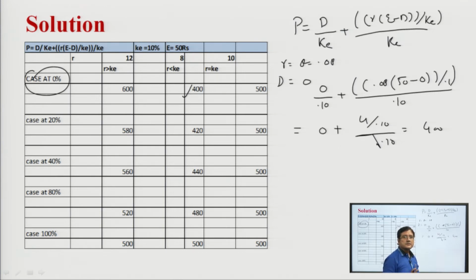Similarly we find out when R is equal to K E. Here the answer will be 500. This is the case when we are not paying the dividend.